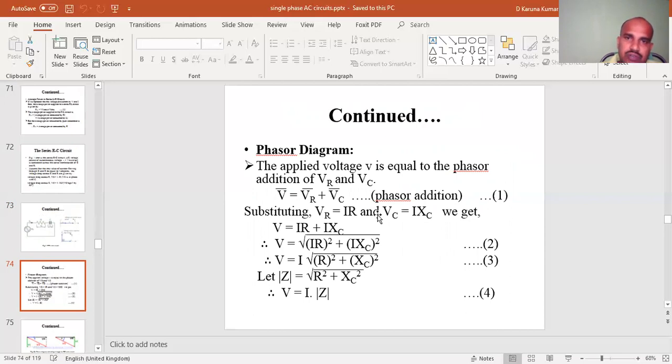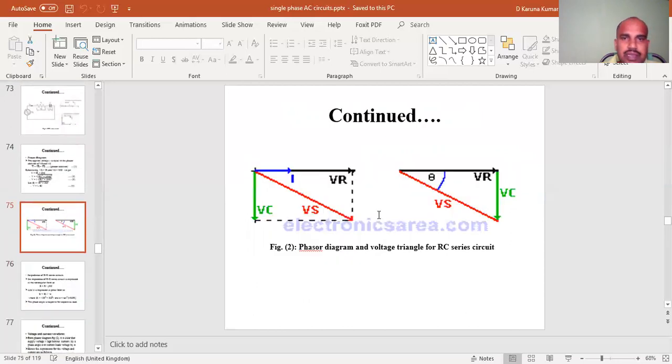So the voltage V equals VR plus VC. VR means I into R, VC equals I into XC. So finally you get I equal to V over root of R square plus XC square, so V equals I into Z, where Z equals root of R square plus XC square. This is the phasor diagram and the impedance triangle of the RC circuit.